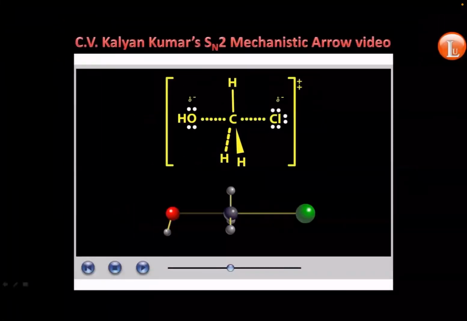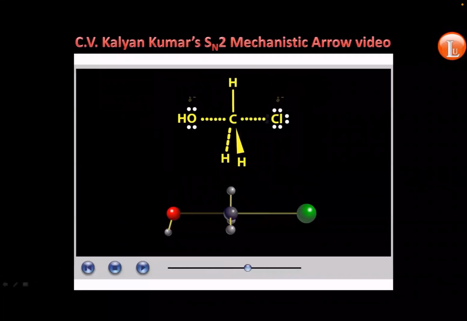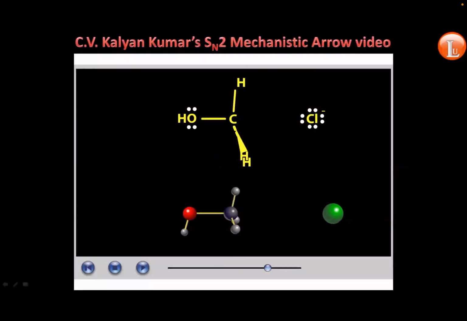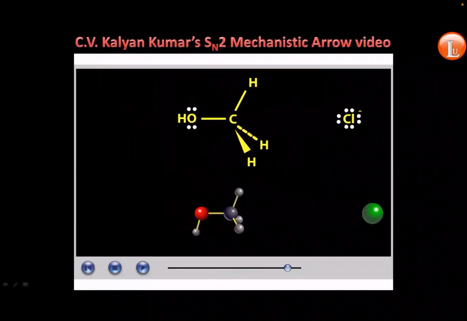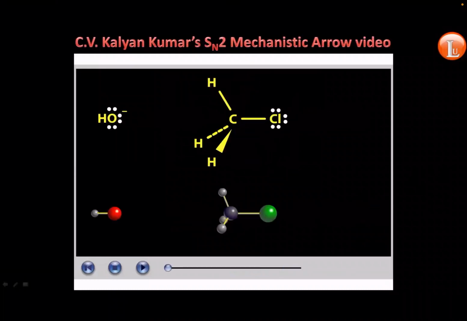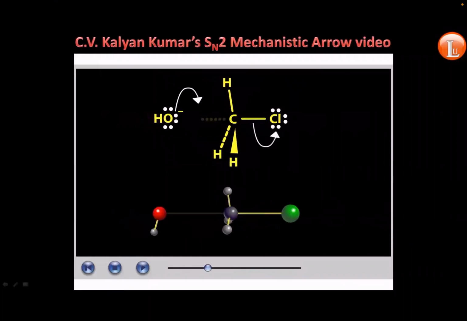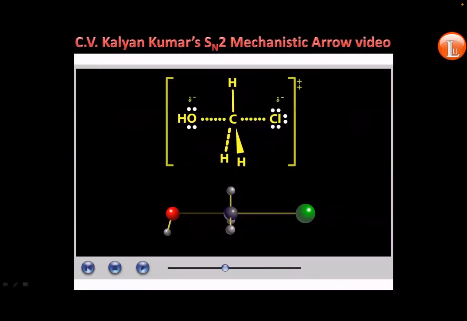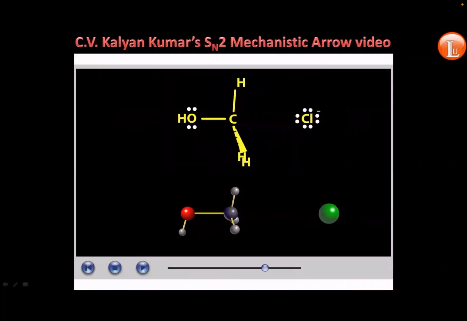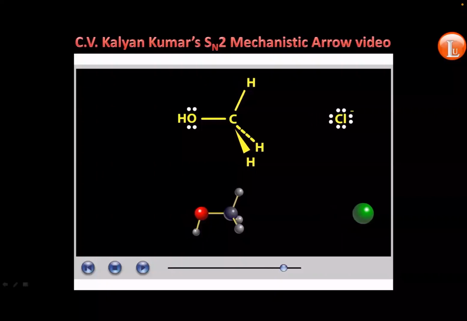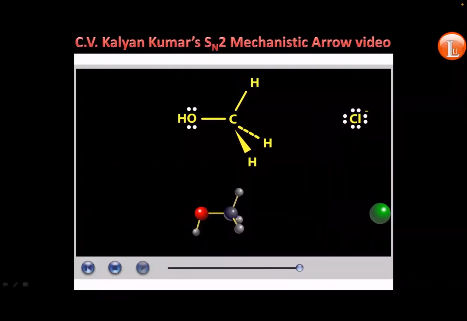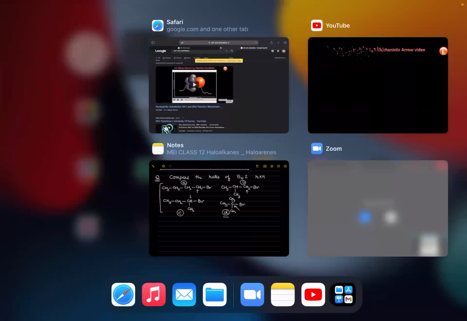OH is coming. This is the transition state, and simultaneously the Cl is leaving. Is it clear? It's happening in just one step.